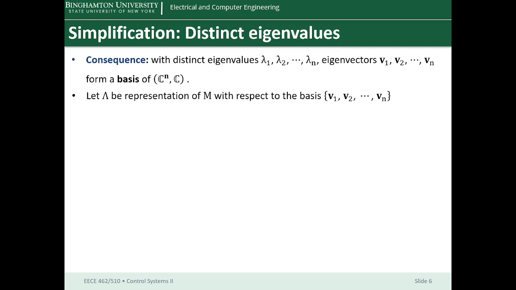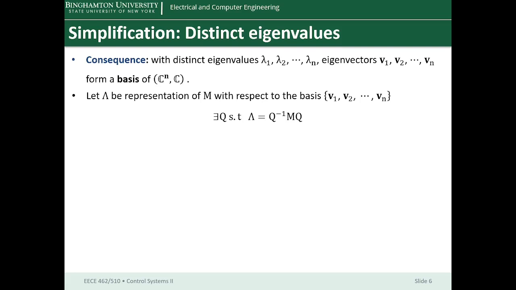Now let's make this argument concrete. Suppose we use the eigenvectors of matrix M as a basis for the space Cn. We want to see what the representation of M looks like in this new basis. There is a change of basis matrix, let's call it Q, such that when we perform the transformation Q inverse times M times Q, we obtain a new matrix which we call capital Lambda. Our goal is to see what form capital Lambda has.